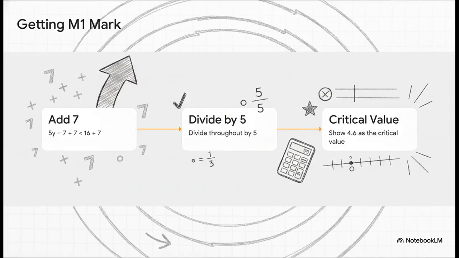The original inequality we're looking at is 5y minus 7 is less than 16. To snag that M1 mark, the examiners give you a few valid choices. You could show the step of adding 7 to both sides, which looks like 5y minus 7 plus 7 is less than 16 plus 7. Or, you could start by dividing the entire inequality by 5 right out of the gate. You even get the mark for just writing down 4.6, or an equivalent fraction like 23/5, as the critical value in your workings. Show any of those exact algebraic transformations, and that method mark is in the bag.